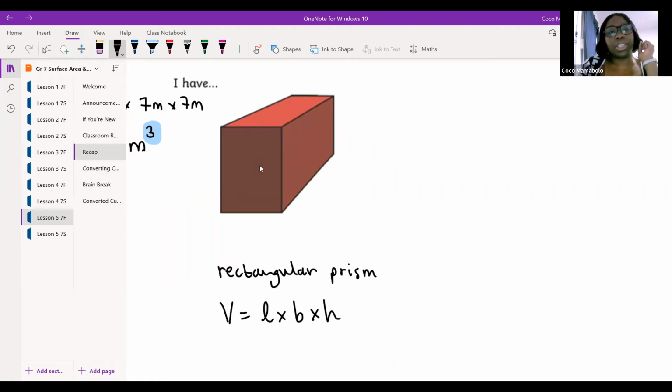Now I'm going to tell you guys this side over here is 3 centimeters and this one over here is 10 centimeters. And my long side is going to be 7 centimeters. Okay, good. Now I'm going to ask you guys, which side is my length?